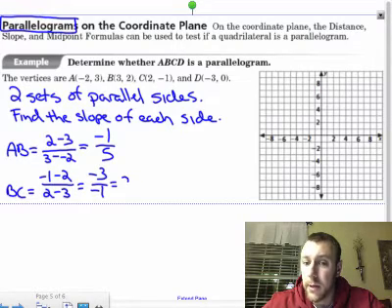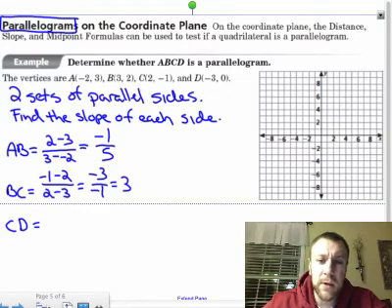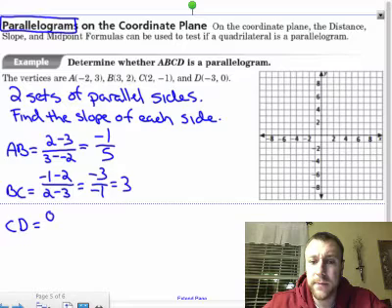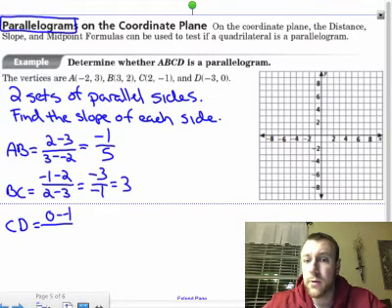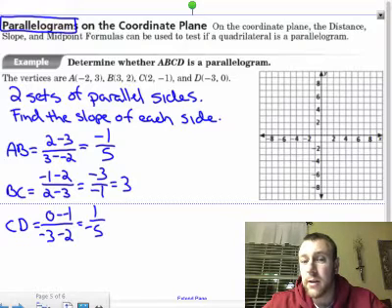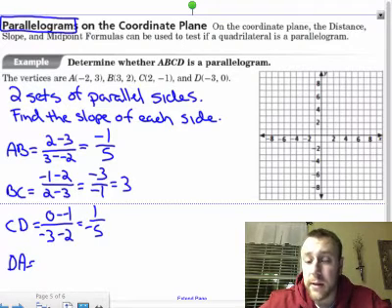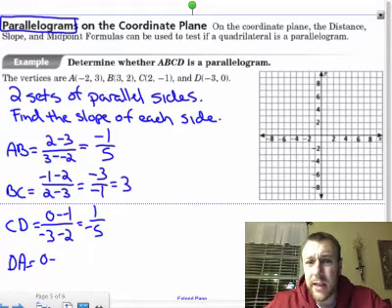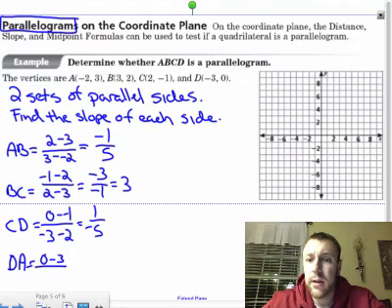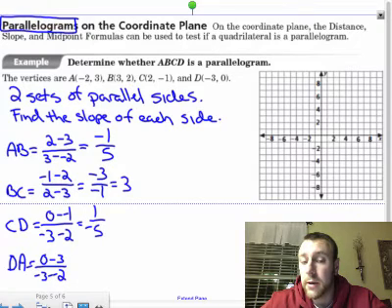Now those are not parallel because they're not the same. But you'll see when I do C to D, and that double negative again, 0 minus -1 is going to be 1 over -5. Okay? Do you see that negative 1 over 5 and that 1 over -5? They're the same slope. And when I do D to A, you'll notice that it ends up being 3.